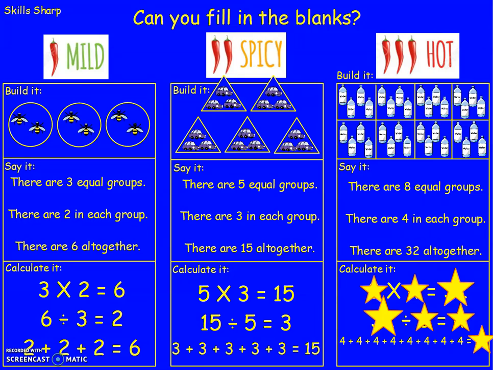Well done if you did. There's 32 altogether because we know that 8 times 4 gives us 32. Our division sum would be 32 divided by 8 groups, gives us 4 bottles of water in each group. And the repeated addition, 4 plus 4 plus 4 plus 4 plus 4 plus 4 plus 4 plus 4, it's a bit of a mouthful, gives us 32. 8 lots of 4 bottles gives us 32. Give yourself a tick if you got that right.